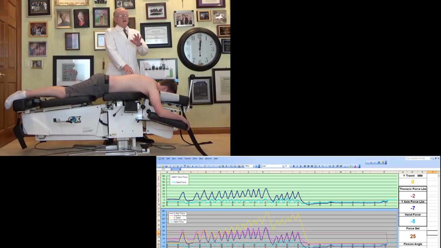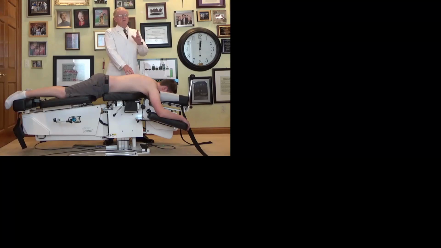This concludes my short version of cervical upper thoracic spine manipulation with Cox distraction technique.